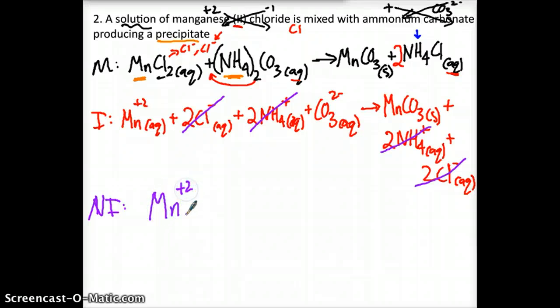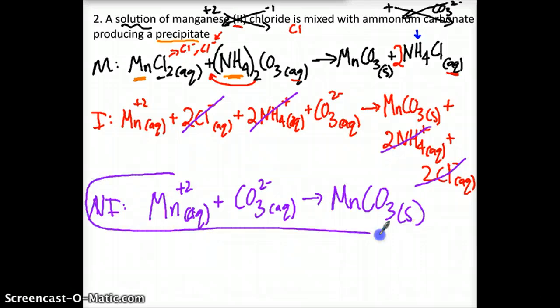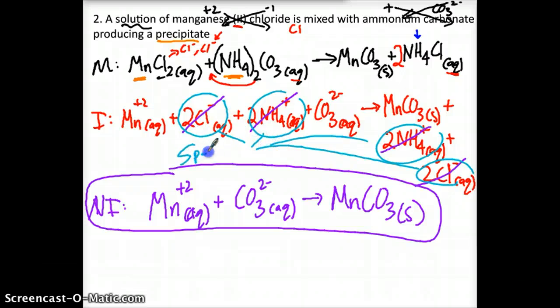Mn 2 plus aqueous plus CO3 2 minus aqueous, producing manganese carbonate solid. Boom. This is my net ionic reaction, net ionic equation. It only shows the species that are involved in the reaction. And check yourself, what are all of these called? Exactly. They are called spectator ions.